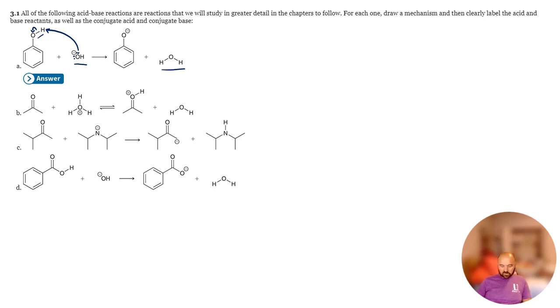Since the species here on the left gives the proton away, this is the acid. The hydroxide ion removing the proton would be the base. And then on the product side, the newly formed water molecule would be the conjugate acid, while the newly formed oxyanion here would be the conjugate base.